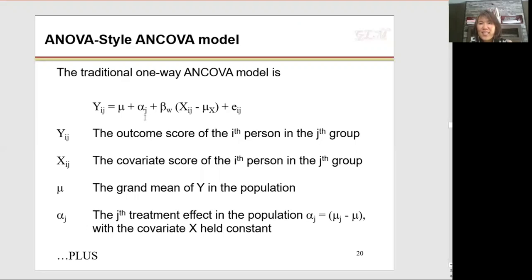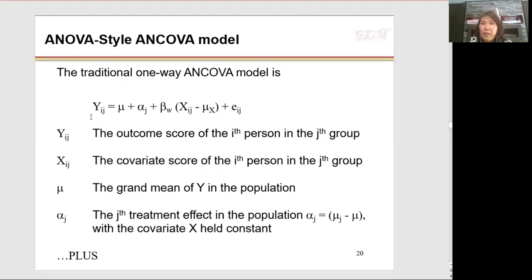If I change this into regression form notation, then you can say beta 0 instead of mu, beta 1 x1 instead of alpha, plus beta 2 x2. So this whole parenthesis part is x2, plus residual. It's nothing different from the regression form. Why do we have this kind of complicated form? Because ANOVA is the starting point before we learn ANCOVA. That's why most statistics textbooks typically use this ANOVA form.